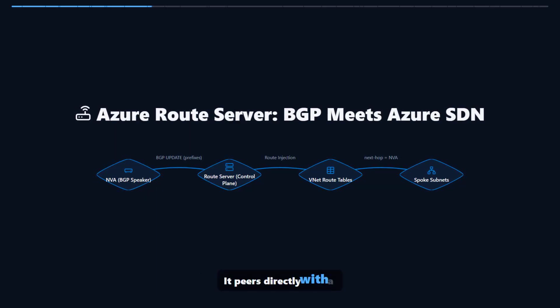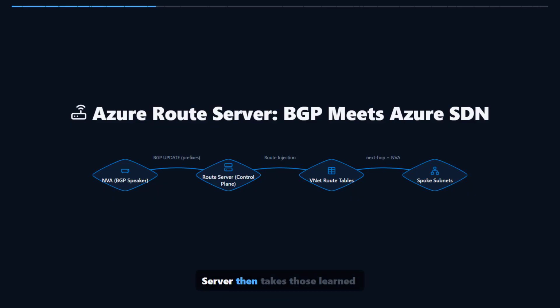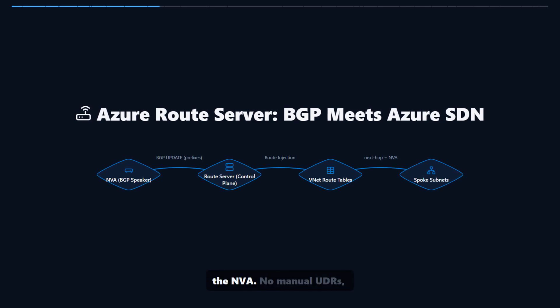It peers directly with a new control plane service, the route server, and advertises prefixes like 10.2.0.0/16. Route Server then takes those learned routes and injects them straight into the VNet's underlying route tables. Every spoke subnet instantly knows the next hop is the NVA. No manual UDRs, no ticket queue.